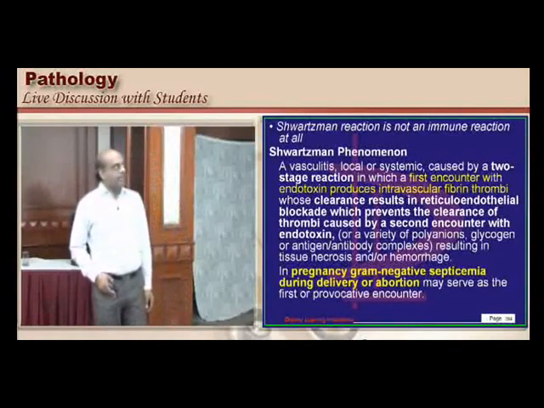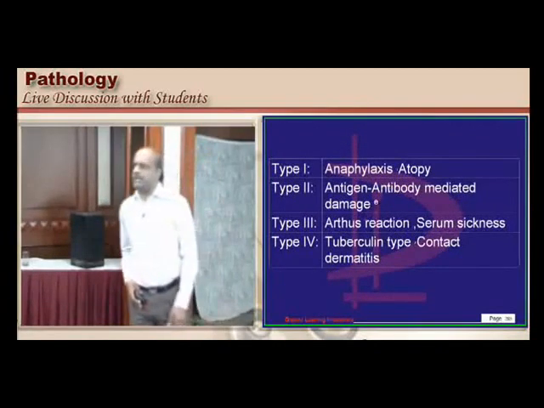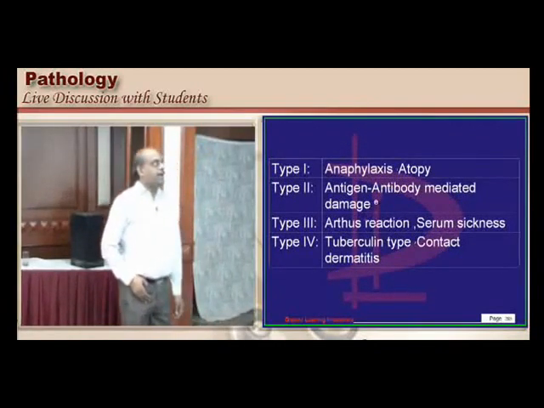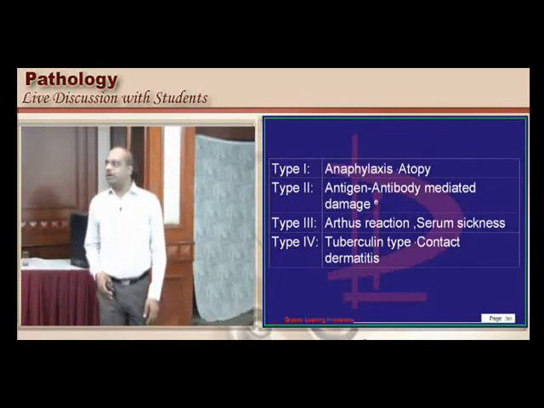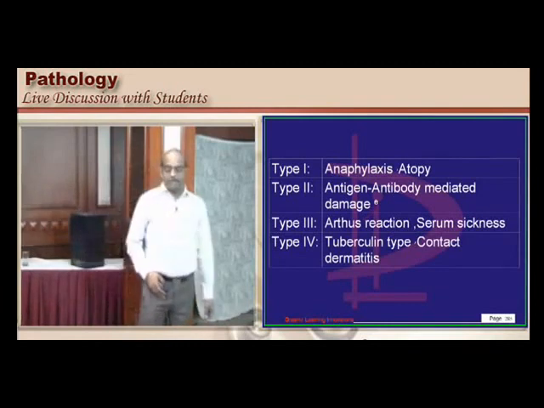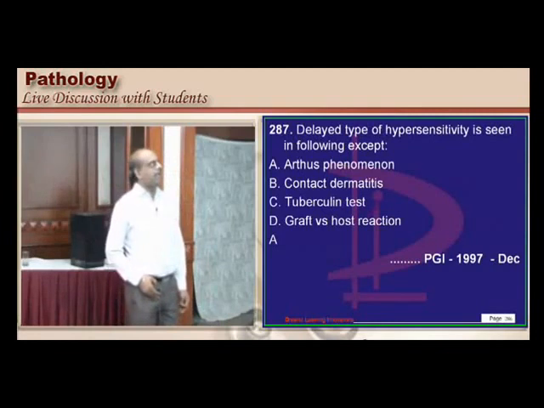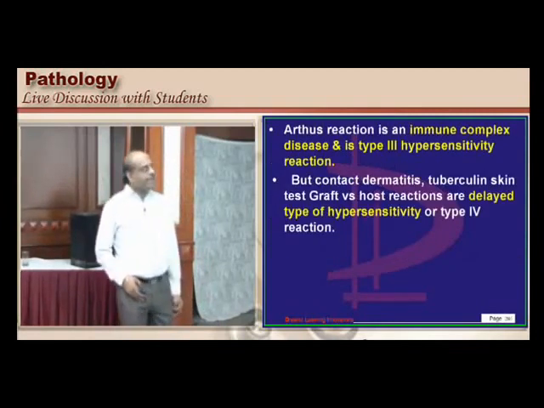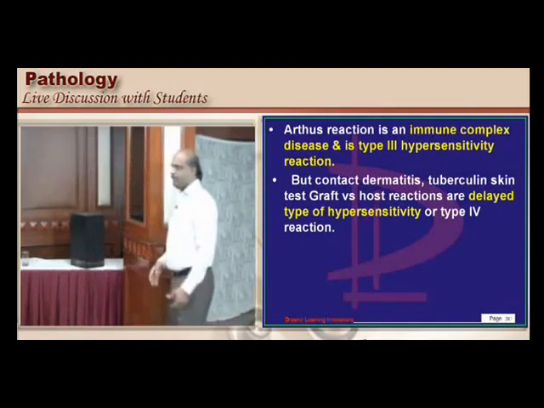So quickly summarize: atopies and anaphylaxis are type 1, and Arthus reaction is type 3, and tuberculin and contact dermatitis are all type 4, is what needs to be remembered. Then where we see delayed hypersensitivity, once more a 97 PGI question, it is in contact dermatitis, graft versus host disease. What do you mean by graft versus host disease?